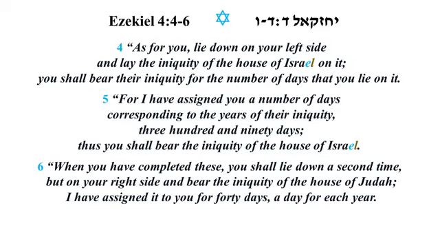Okay, verse 4. As for you, talking to Ezekiel, lie down on your left side, and lay the iniquity of the house of Israel on it, and you shall bear their iniquity for the number of days that you lie on it. For I have assigned you a number of days corresponding to the years of their iniquity, 390 days. Thus you shall bear the iniquity of the house of Israel. When you have completed these, you shall lie down a second time, but on your right side, and bear the iniquity of the house of Judah. I have assigned it to you for 40 days, a day for each year.